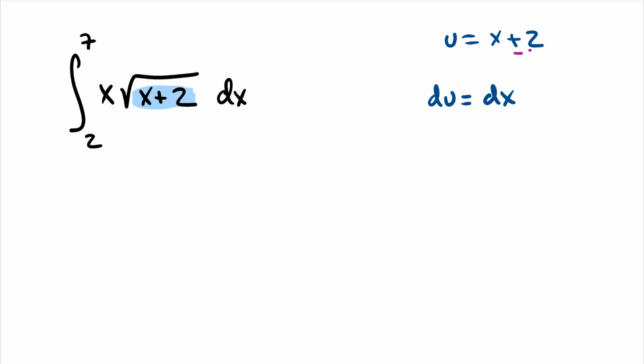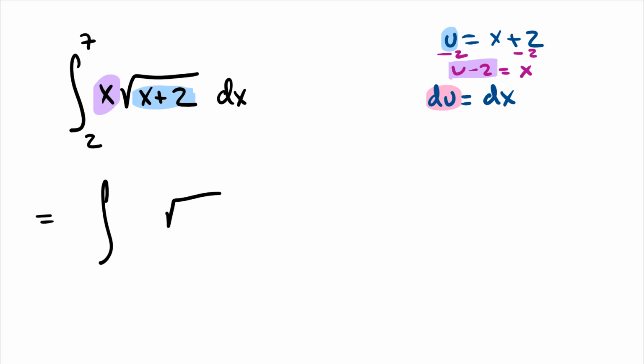So the game is we want to subtract out our 2 on both sides. And we find out that u minus 2 is equal to x. So we could actually replace that x with u minus 2. We can replace our dx with du. And then there's our x plus 2. So I'll mess with the bounds in just a second.